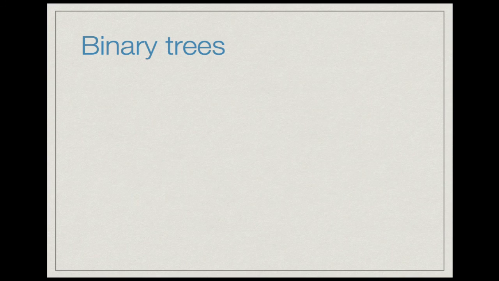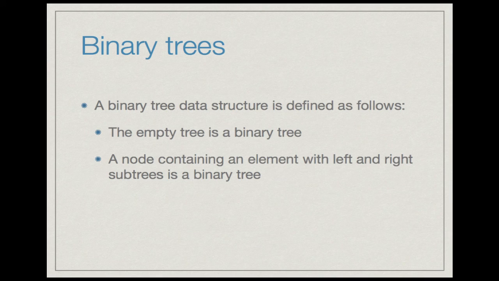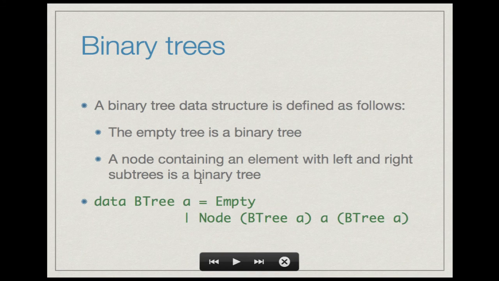Here is a third and maybe more challenging example, that of binary trees. A binary tree data structure is defined as follows. The empty tree is a binary tree, and a node containing an element with a left and right subtree is also a binary tree. So the definition is as follows. data BTree a = Empty | Node (BTree a) a (BTree a).